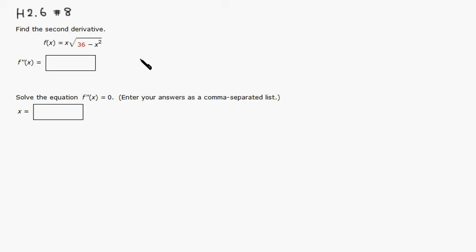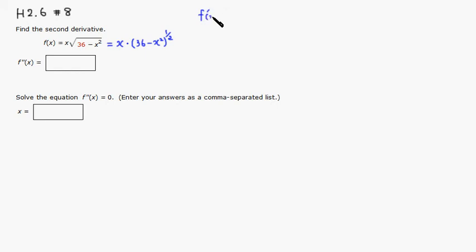Okay, let's go over homework 2.6, number 8. Right. So first thing I would do is rewrite this as x times quantity 36 minus x squared raised to the 1/2 power. Right. Then let's take the first derivative. So use the product rule.